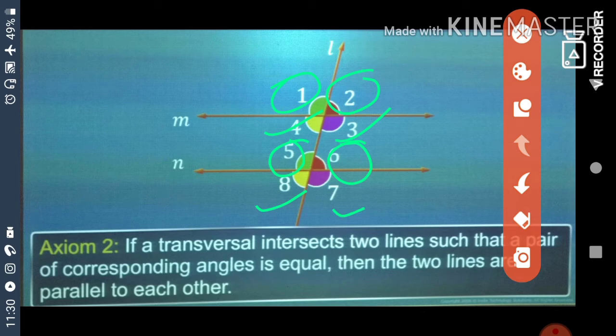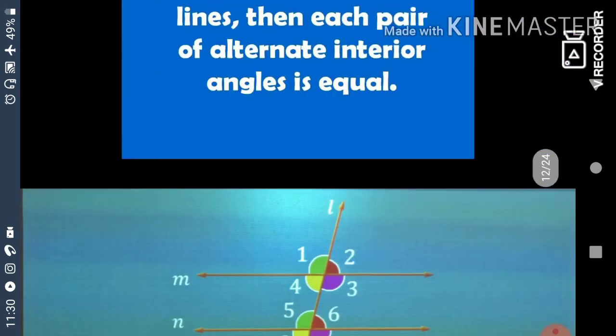So in that case, if a transversal intersects two lines, right now they are saying two lines, they didn't say these two lines are parallel. They are just saying L intersects two lines M and N. So in that case, if corresponding angles are equal, then the two lines M and N will be called parallel lines. So we can say it is a converse of the earlier axiom. I hope it is clear to you. Let's move to the next one.